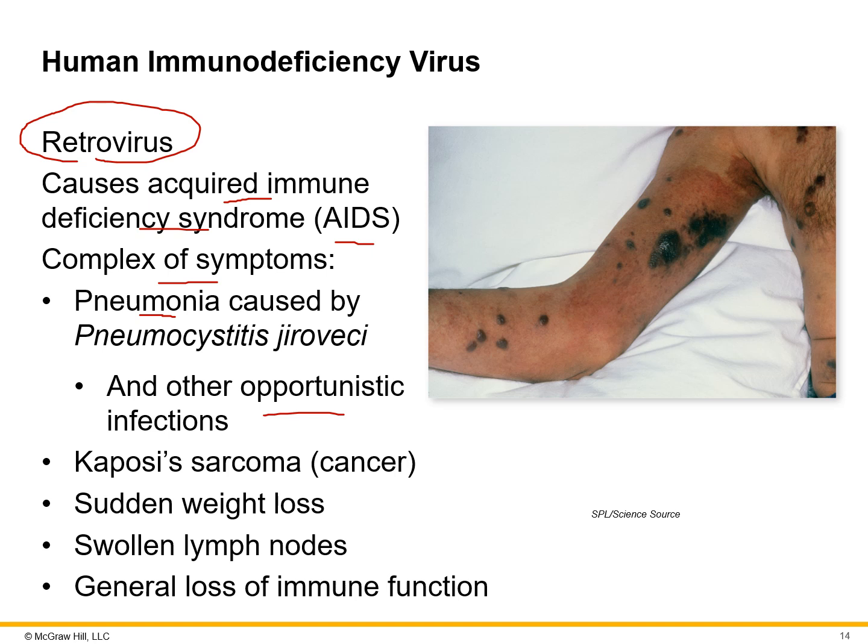So there are lots of different opportunistic infections like pneumonia. Cancer can even develop from this, so Kaposi sarcoma can result, as well as sudden weight loss, swollen lymph nodes, and just that general loss of immune function due to the destruction, especially of those cytotoxic T cells.